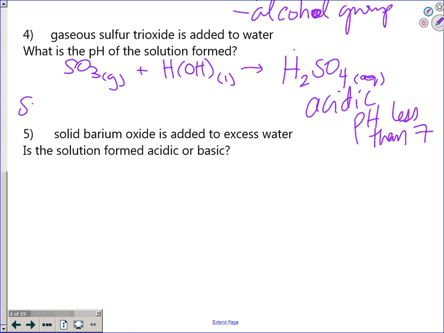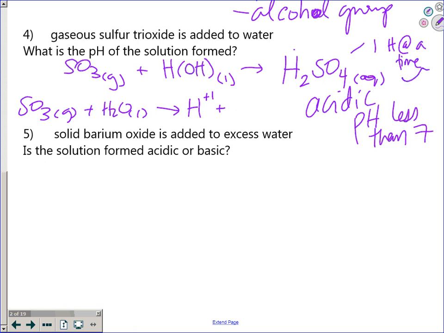Good. So this stays the same, right? This stays the same, and then we make what? H, or 2H. 1 plus, I got you. I'm going to keep just 1 for now. Because remember this does 1 H at a time in terms of how it dissociates or ionizes. So H, and then what else?